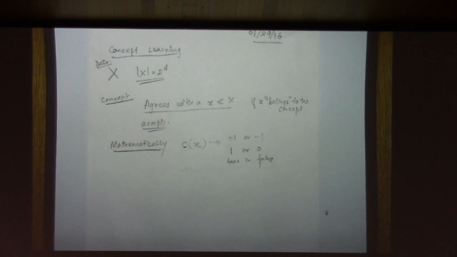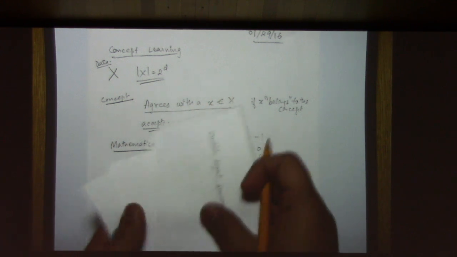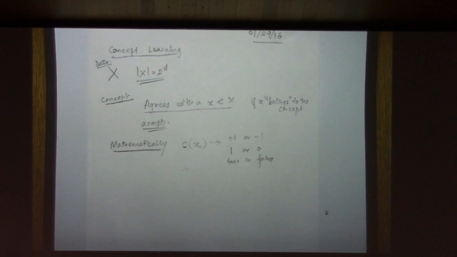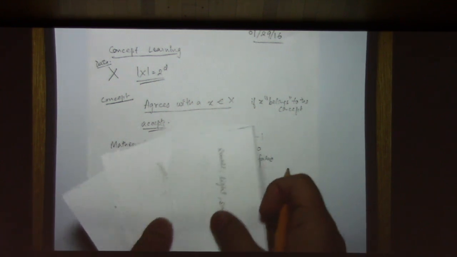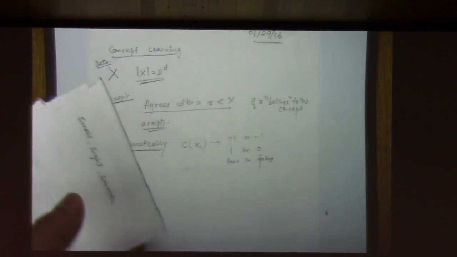So, mathematically, a concept is a function. What the concept does is it essentially divides your data set into two parts, right? And so then we said, okay, how many ways can you do that? So you can divide a set of D objects. Here there are 8. In how many ways?